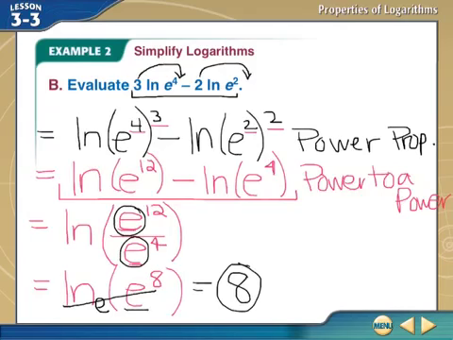Make sure that when you're canceling out a natural log, or any log rather, that the base of your logarithm and the base of your exponential term or input are the same before you cancel them out. If those bases are not the same, then they cannot be canceled.